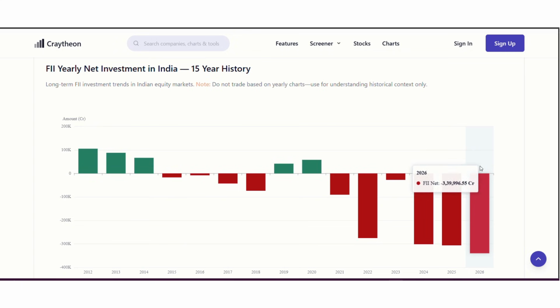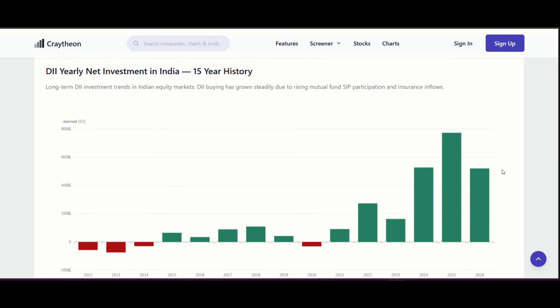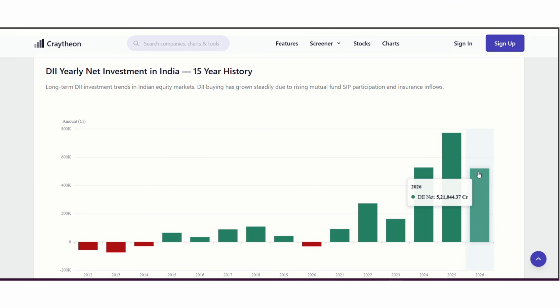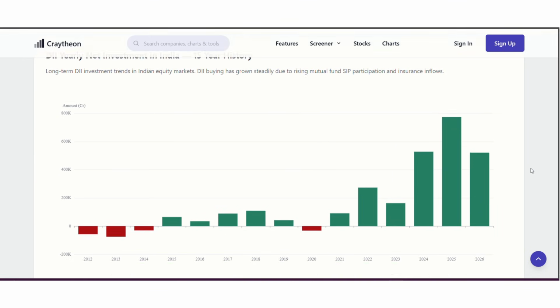And now when we see the 15-year history of FII buying and selling data in India, there is astonishing data which needs to be addressed: this year FIIs have sold the maximum amount of shares in Indian markets. It's all over the headlines that post-COVID investments by retail investors through SIPs have increased, and that's why we can see DII buying increasing exponentially post-COVID.